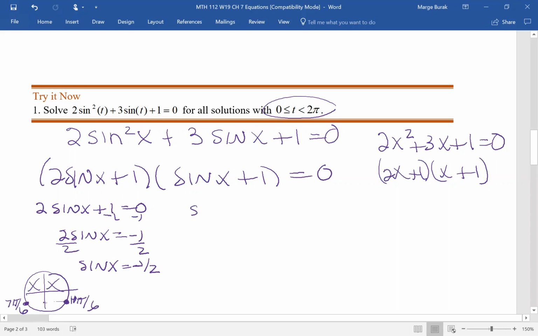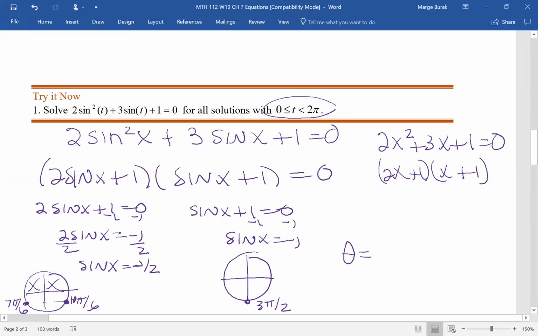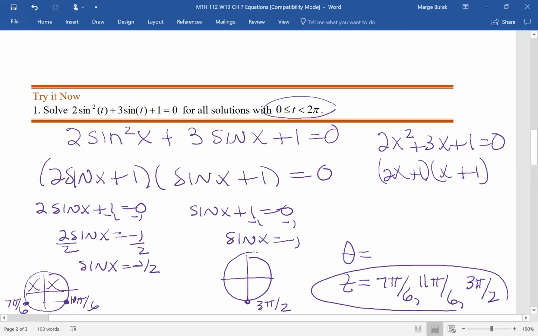And then this one, where sine of x plus 1 equals 0, minus the 1. And what angle has a sine of -1? Well, right there. That's our 3 pi over 2. So the angles would be, I'll just put theta equals, actually it would be t in this case. T equals 7 pi over 6, 11 pi over 6, and 3 pi over 2.